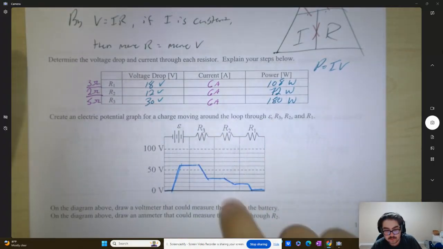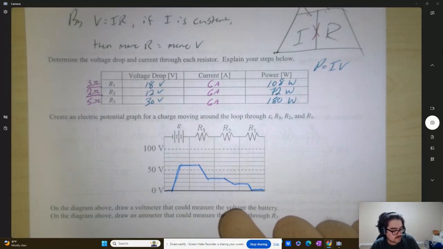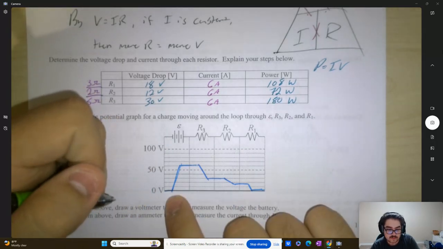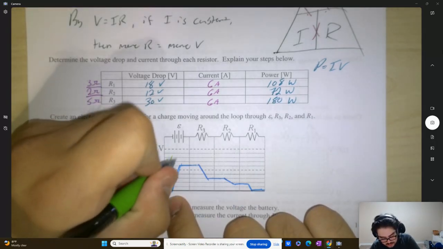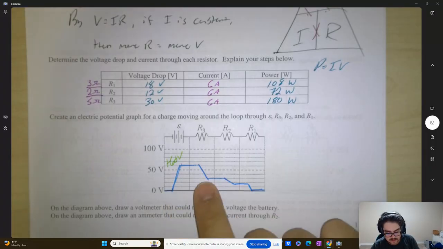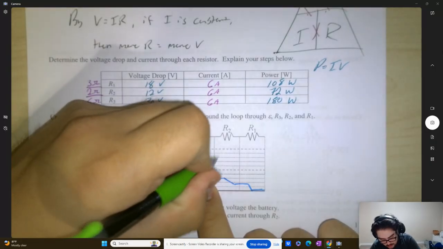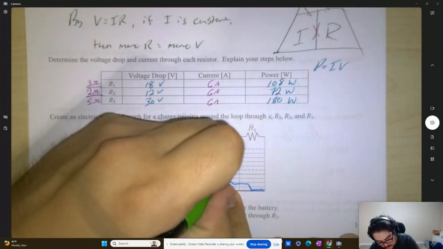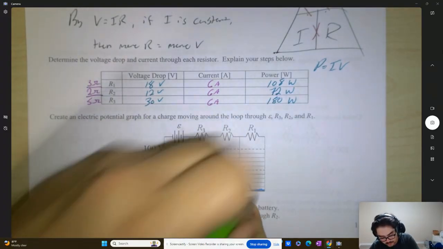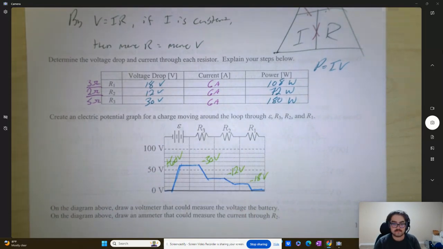When you create one of these potential graphs, the most important thing is to make sure everything adds up properly. On the left, we gain 60 volts. Then we lose 30, then we lose 12, and then we lose the remaining 18 that we had. So you want to make sure it adds up properly. It should always start at 0 and end at 0. And you should never regain any energy unless you are going through a battery, which is a very particular case.